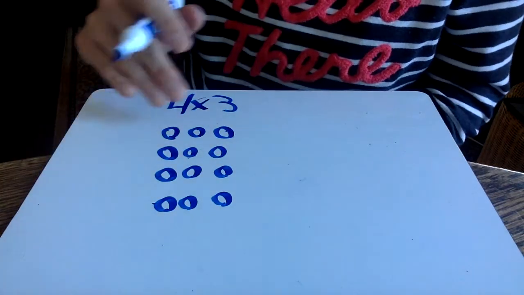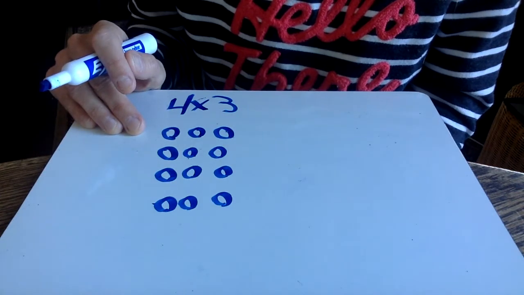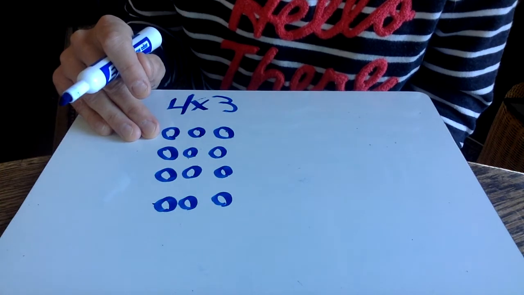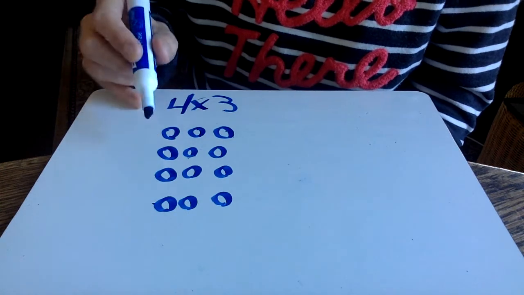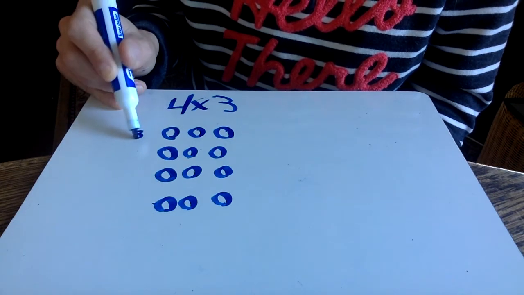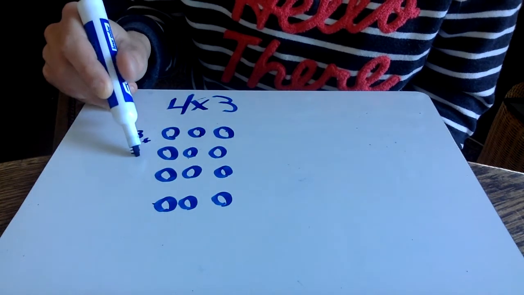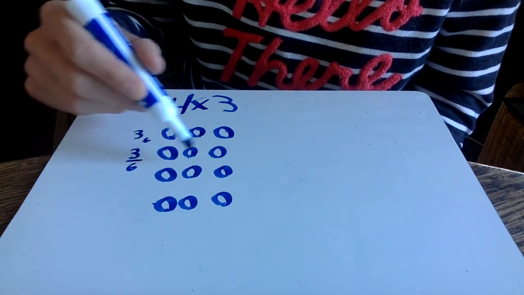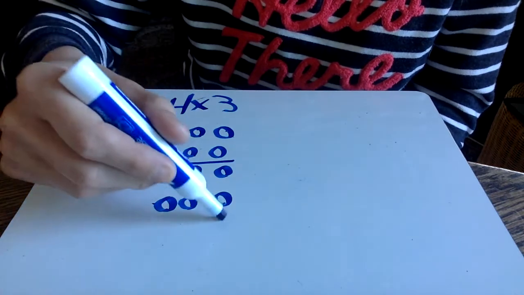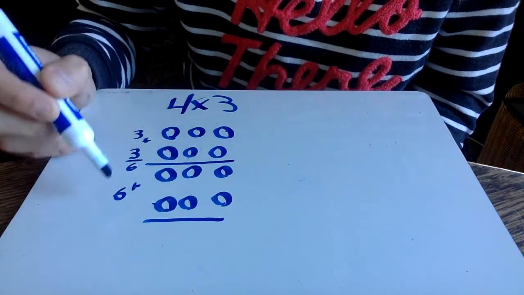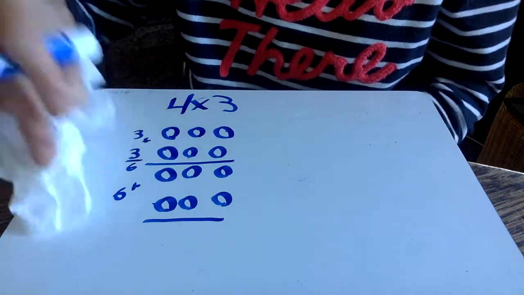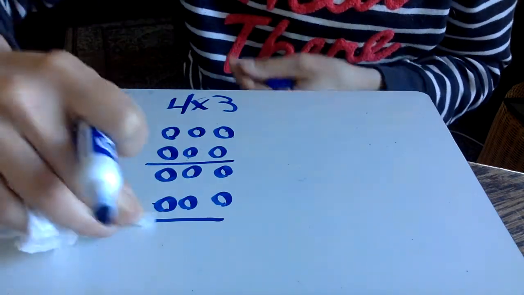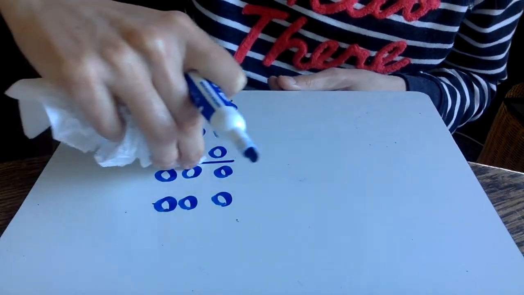When I look at this, I can find lots of different strategies for how I can count this up by looking at my array. I can already see that this row is 3. I can look at this as 3 plus 3 equals 6. And then I can add another 6 because I know that's the same. And I know 6 plus 6 equals 12 because I'm very good with my math problems. So that's one way I can solve this array, by looking at it as an addition problem.